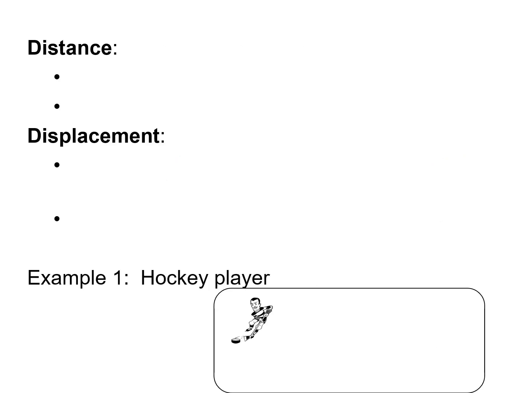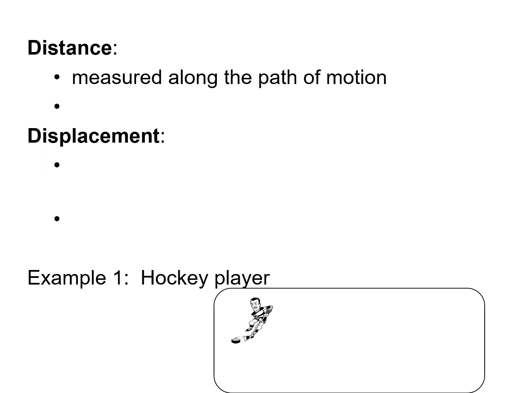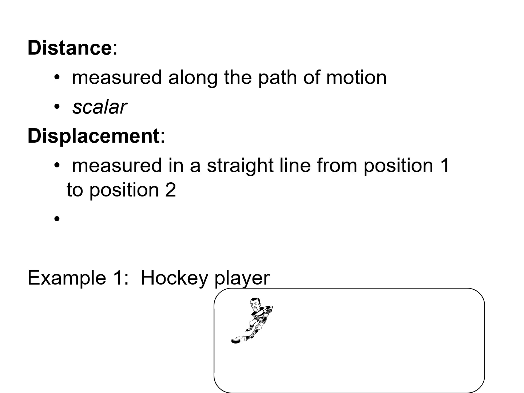So let's continue on here. Let's look at the difference between distance and displacement. Distance is measured along the path of motion. It's a scalar quantity. It only has a magnitude. Displacement, however, is measured in a straight line from position 1 to position 2. It's a vector, okay? When we look at velocity, velocity is simply displacement over time, okay?